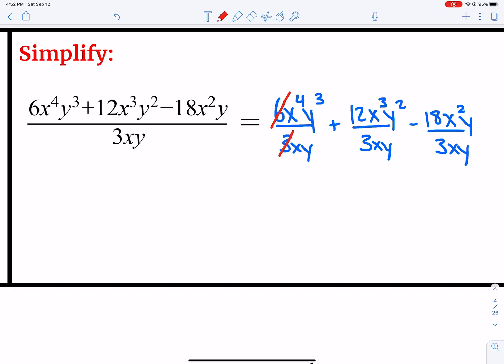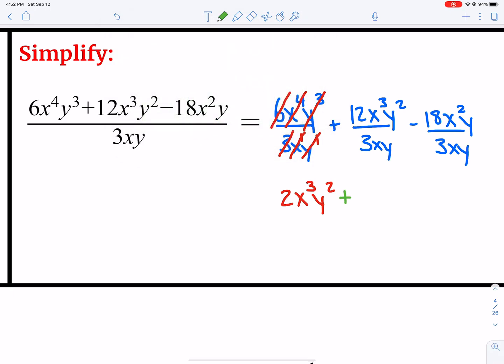So you got 6 divided by 3, which would be 2. X to the 4th divided by x to the 1st would be 4 minus 1. So that would leave us with x cubed. And then y cubed divided by y to the first power would be 3 minus 1. And that would leave us with y squared.